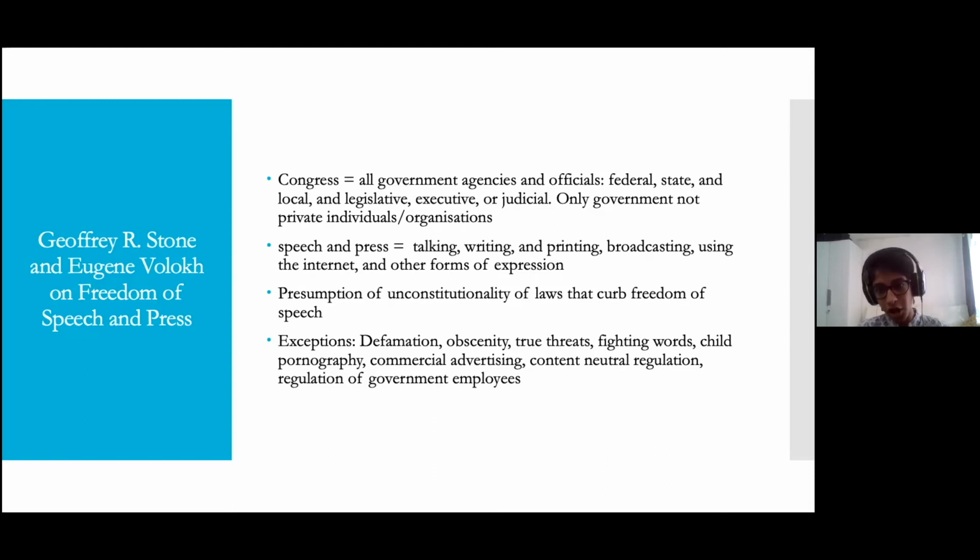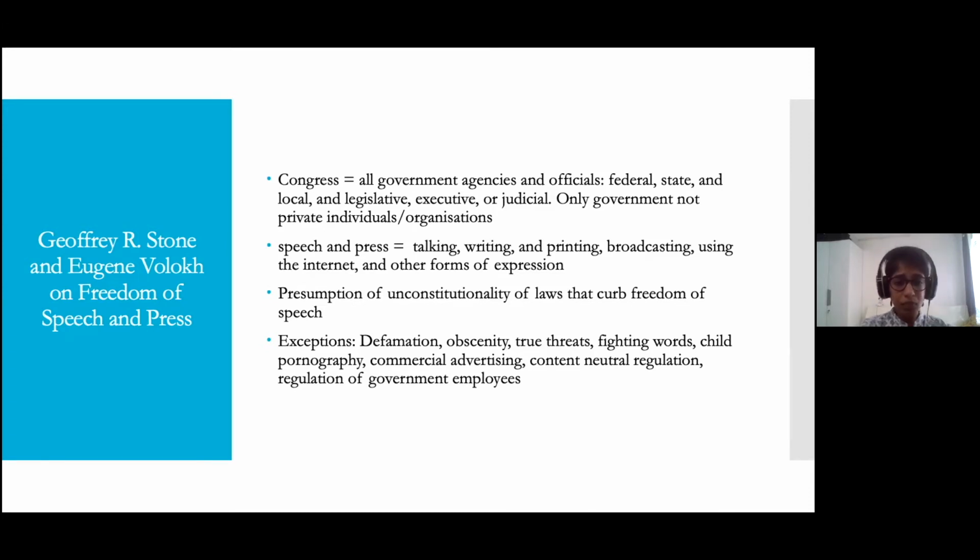And when it comes to content regulation, there are two forms of content regulation that are permitted. The first one that he discusses are exceptions, or what the court calls low speech. And there are a few categories of this. It's defamation, obscenity, true threats, fighting words, child pornography, and commercial advertising.